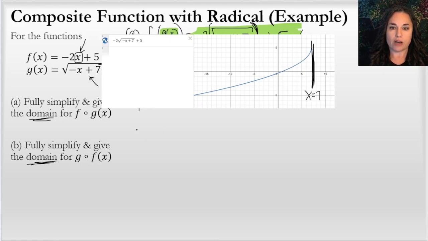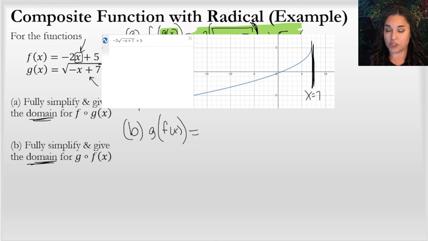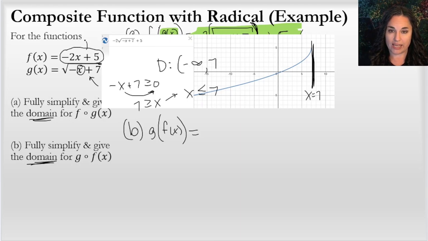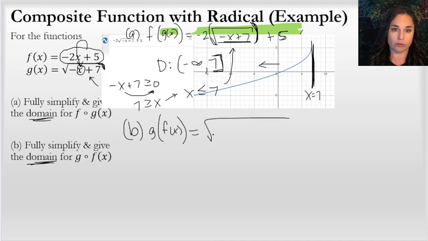Let's do part B here, g of f of x. Wherever I see x in g, I'm going to put f. So I'm going to take this whole thing and put it in there. That means I'm going to take the square root of negative 2x plus 5, and then that plus 7 is still under the radical.